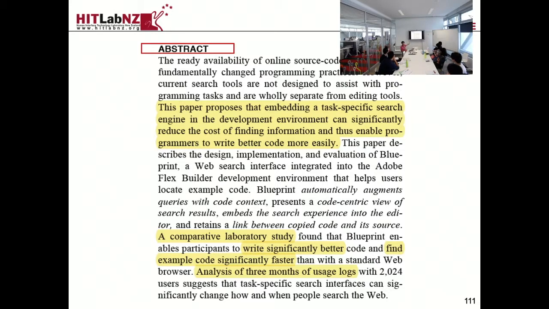He had something in a very controlled environment, and he ran their study. I'm not sure if he did it with a between, within, or even a factorial design, but that's fine. He did something in a very controlled environment. And they write significantly better, still don't know what that is. And they find example code significantly faster. I'm not sure, but he did something very fast, right?